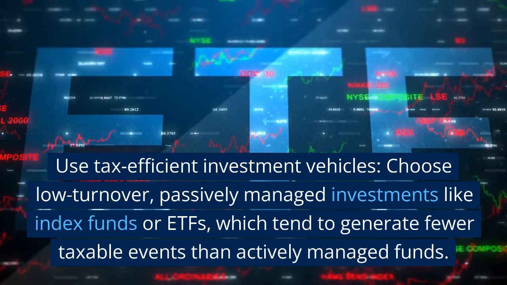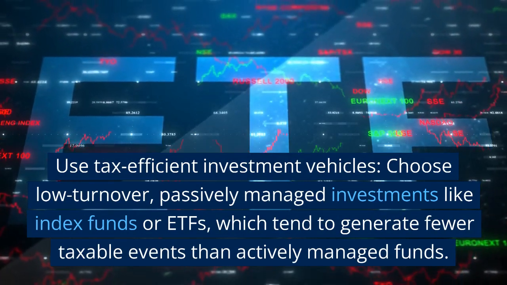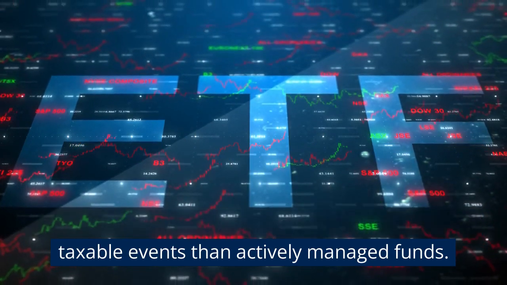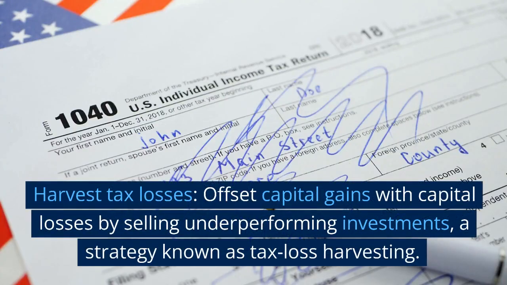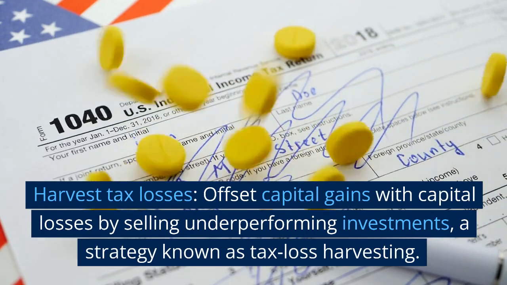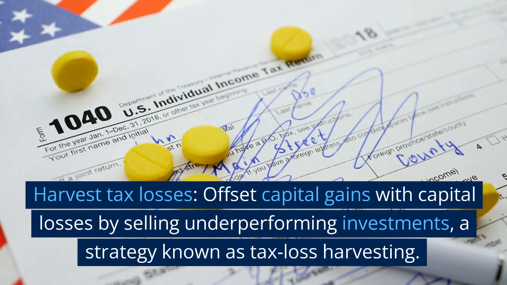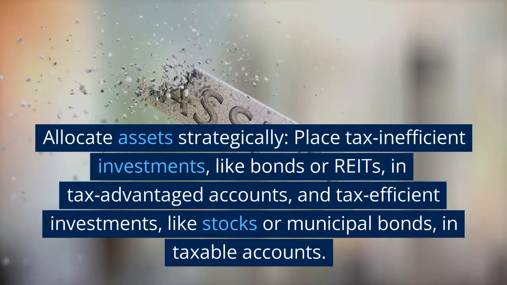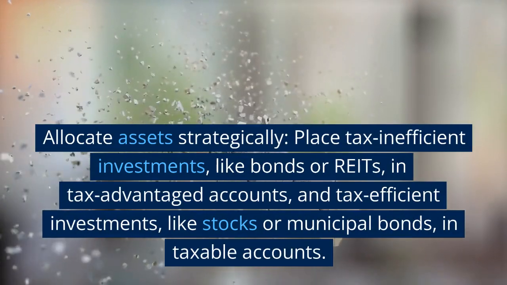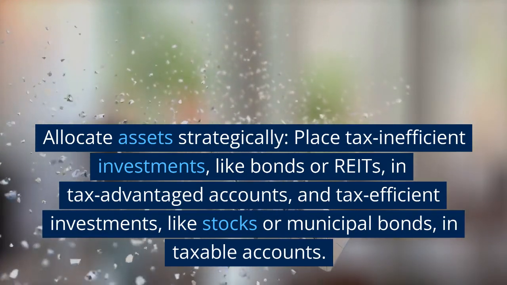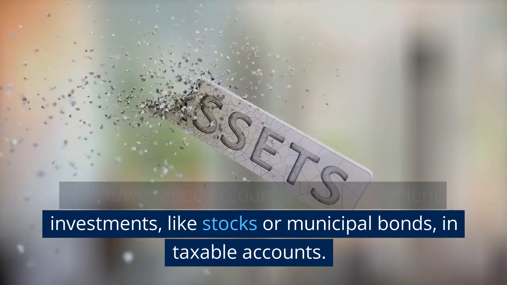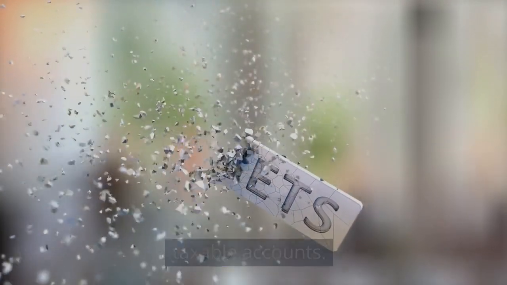Use tax-efficient investment vehicles. Choose low-turnover, passively managed investments like index funds or ETFs, which tend to generate fewer taxable events than actively managed funds. Harvest tax losses. Offset capital gains with capital losses by selling underperforming investments, a strategy known as tax loss harvesting. Allocate assets strategically. Place tax-inefficient investments, like bonds or REITs, in tax-advantaged accounts, and tax-efficient investments, like stocks or municipal bonds, in taxable accounts.